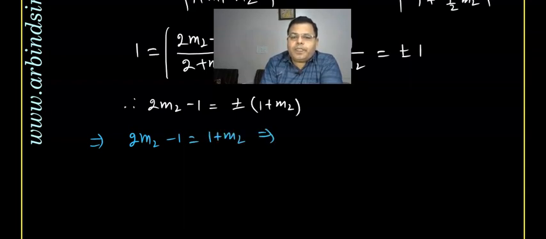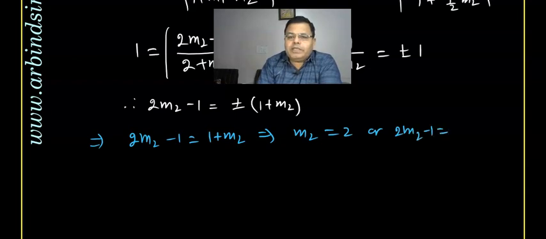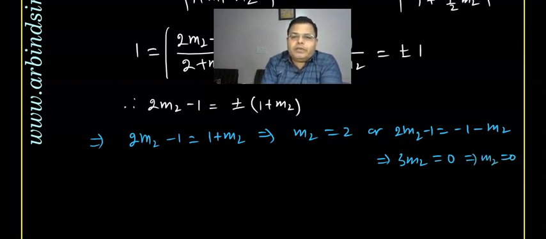This implies m2 is equal to 3. Or, with the negative sign, 2 m2 minus 1 is equal to minus 2 minus m2, and this implies 3 m2 is equal to 0, right? Now the minus 1 cancels out, and this implies m2 is equal to 0. So therefore there are two equations of line.